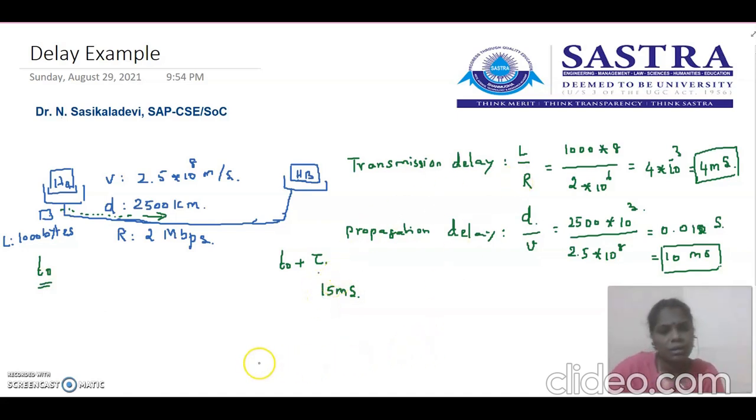But observe these two delays. These two delays are playing an important role in networking scenarios: the transmission delay and the propagation delay. Let's talk about them one by one.